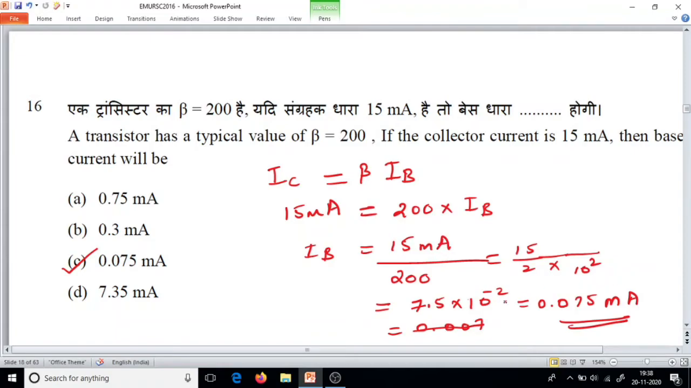See here we have 1 divided by 100. We will check it once more. 7.5 is correct. What is 10 to the power minus 2? 0.01. So when you multiply, we should have 3 digits after the decimal. Sorry, it is 0.075 milliamps.